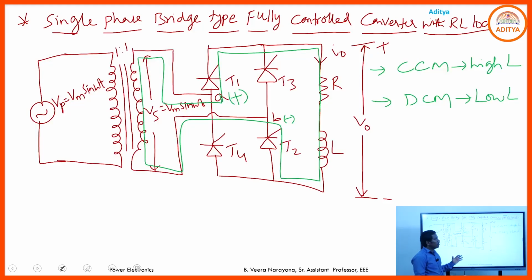So in this class, we just discussed the midpoint type converter with RLE load and the bridge type fully controlled converter with R load and RL load. For RL load we discussed continuous conduction mode and the discontinuous conduction mode.